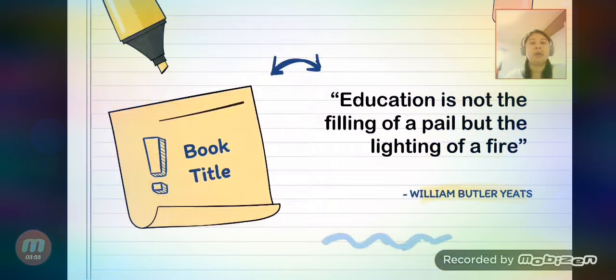I will not take too much of your time because I know you're also a working student, but this one is something that I can share with you. This is from William Butler Yeats. He says, education is not the filling of a pail, but the lighting of a fire. We will not be making you a pressure cooker wherein you will just burst when you are already filled with pressure. So let us share knowledge with one another, even if we are in this scenario wherein you can only see me through a video, and hopefully in the future we will meet personally.